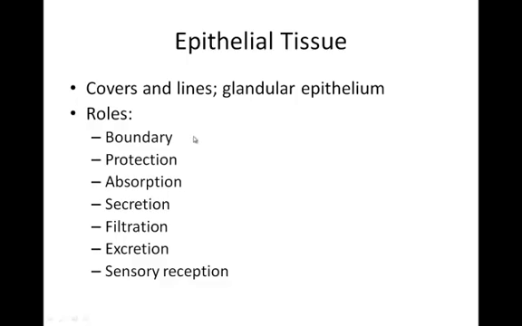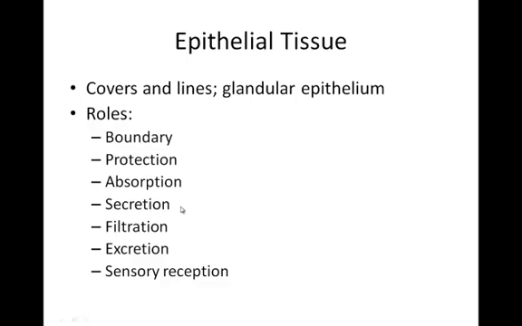Our roles of our epithelial tissue will be boundaries, like for instance, they create boundaries between organs, or for instance, our skin creates a boundary between the air and our body, and they provide protection from abrasion, protection from pathogens on our skin surface, etc. Absorption and secretion are big functions of epithelial tissue, to absorb nutrients, for instance, across the cell in the gut, and allow those nutrients to be absorbed into the blood.